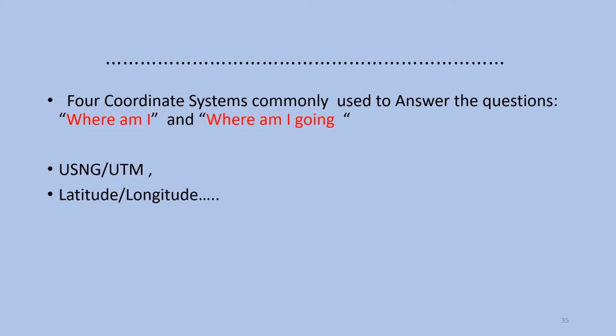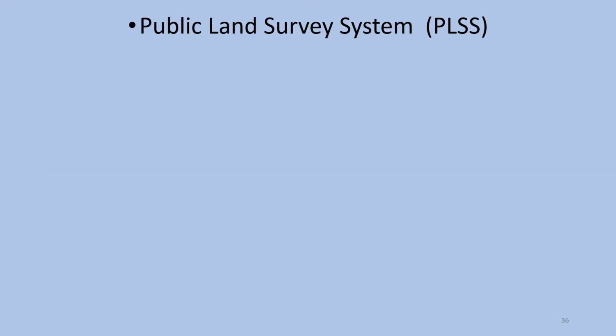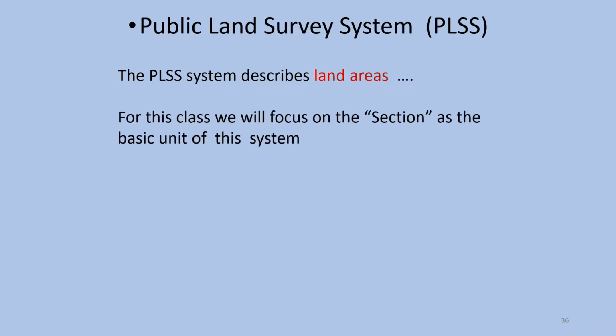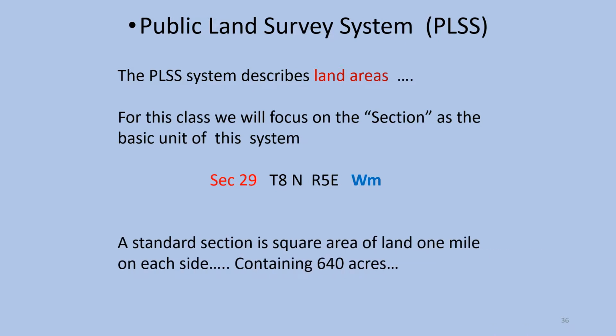The Public Land Survey System, when combined with a description of the topography, provides a quick, simple, adequate method for describing your location. The Public Land Survey System is designed to describe land areas. For this class, we will focus on the section as the basic unit of this system. A standard section is a square area of land 1 mile on each side, containing 640 acres.